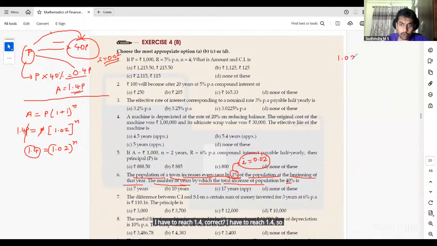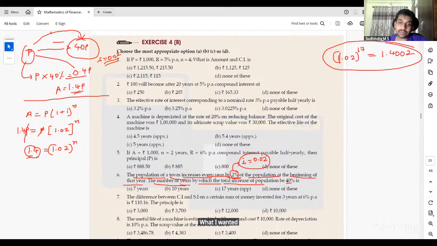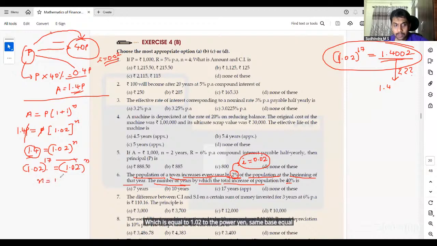So, at 1.02 to the power 14, no, 14 is not required. At 1.02 to the power 17, I get 1.4002. What I wanted was 1.4. Now, 1.4002 is approximately 1.4. So, can I say 1.4 is approximately equal to 1.02 to the power 17, which is equal to 1.02 to the power n. Same base, so n is approximately equal to 17. So, n is 17 years.